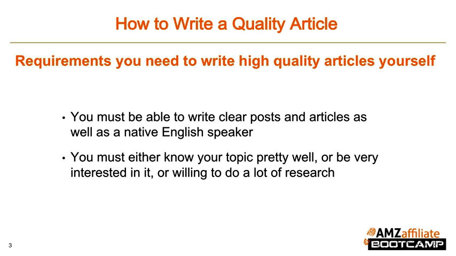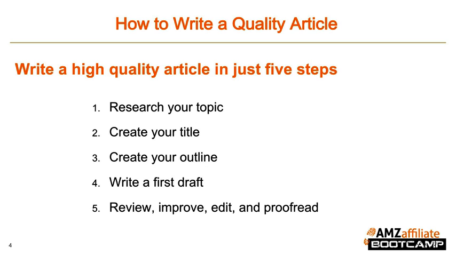If you're going to be writing your own content, it can be done in a very easy way or a hard way that requires lots of inspiration and is done sporadically, but don't worry, we're going to make it really easy for you and systematic. Because you can write a high quality article in just 5 steps. Here they are. Number 1, research your niche and brainstorm ideas. Number 2, create your title. Number 3, create your outline. Number 4, write a first draft. Number 5, review, improve, edit, proofread. Pretty simple, right? Now let's take a closer look at how to actually do each of these 5 steps, and you'll be on your way to producing world-class content in no time.